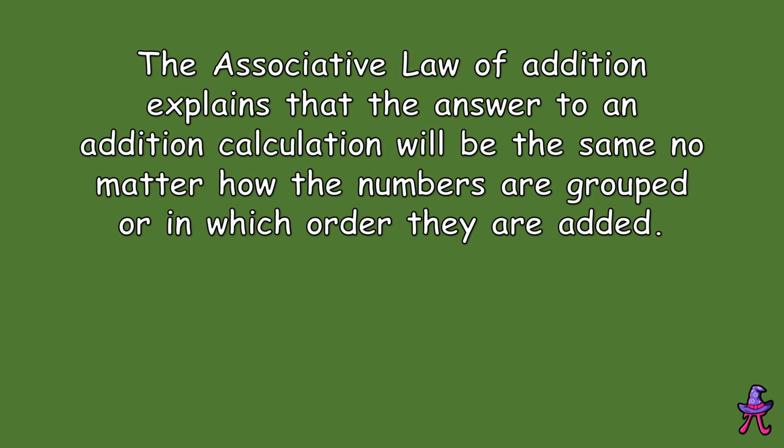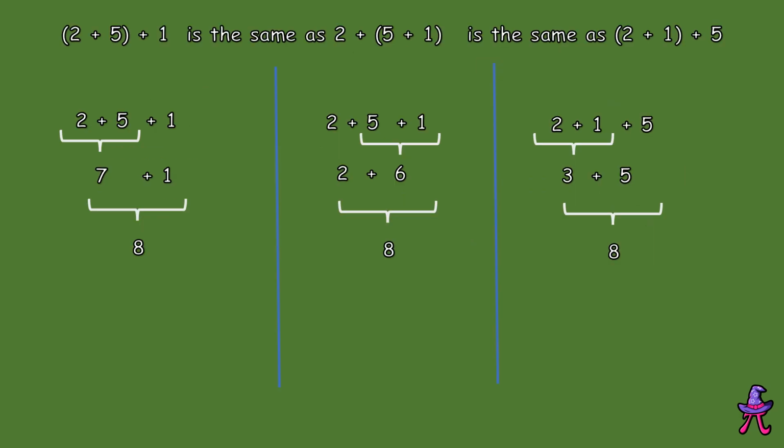Basically, what this means is that as long as you add all the numbers together, it doesn't matter what order you do so. Let's look at an example. So we've got here 2 plus 5 plus 1. I could start by doing 2 plus 5, which will give me 7, then add 1 and I get 8. Or I could do 5 plus 1 first and get 6, then add the 2, I still get 8.